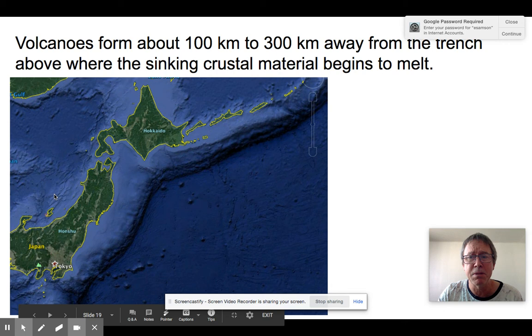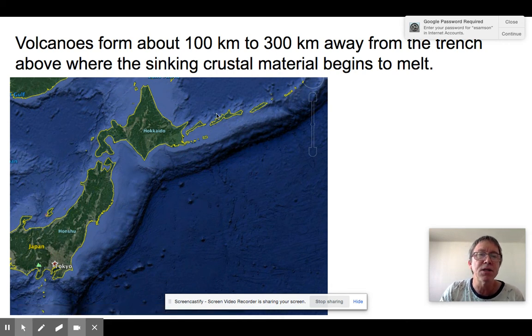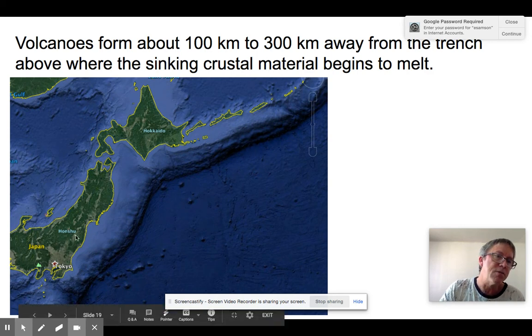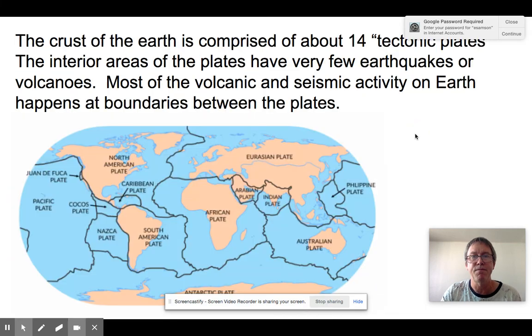I'm not sure what the name of this plate is. Maybe the Japanese plate. I don't know. But here is what's known as an island arc. In this case, it is the islands of Japan. They are volcanic islands. They have lots of earthquakes because this plate here is being pushed down this trench here. You go about 300 kilometers away, and you get a lot of earthquakes and volcanoes.